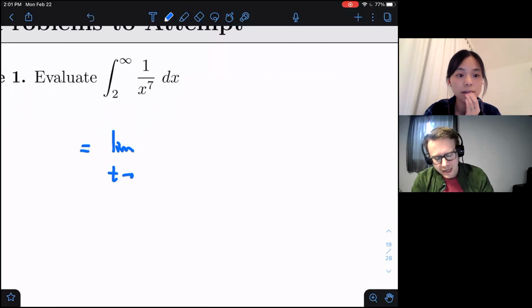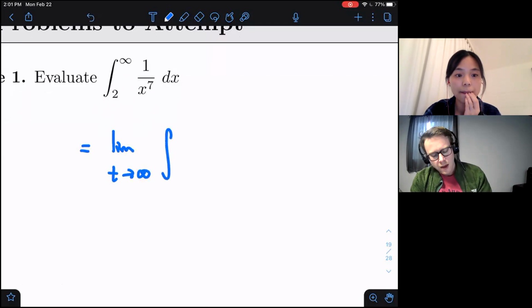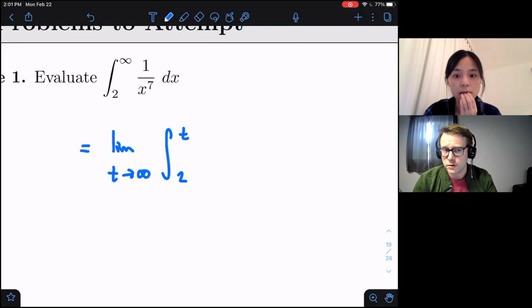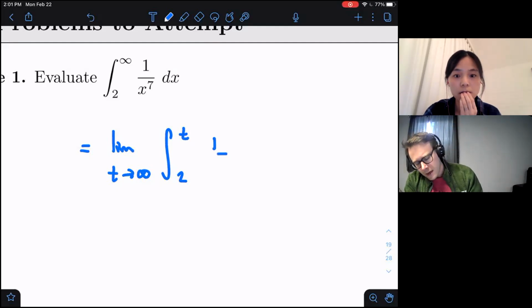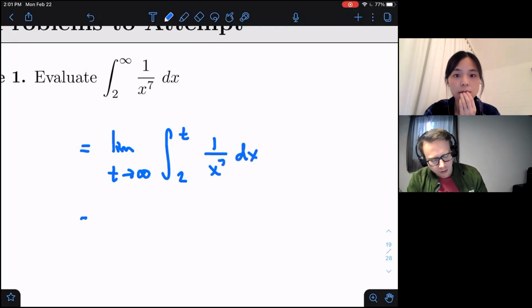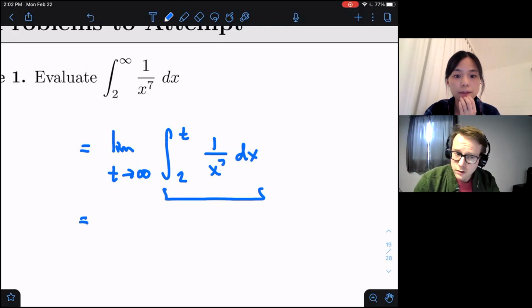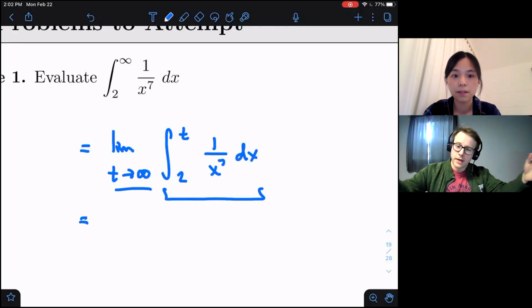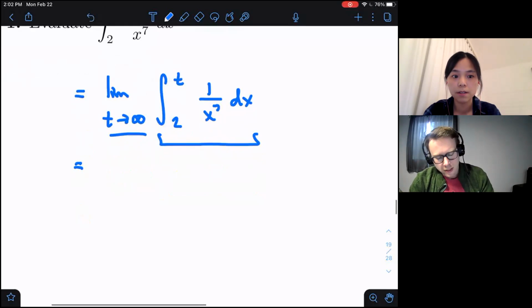So the limit as t goes to infinity of the integral from 2 until t. So this is formally what we mean by this integral from 2 to infinity. Now with this, it is nice and well defined. So we can evaluate this definite integral, and then we're going to do this limit, right? We're working inside out, like we do in many math examples. So let's go ahead and evaluate this definite integral here.